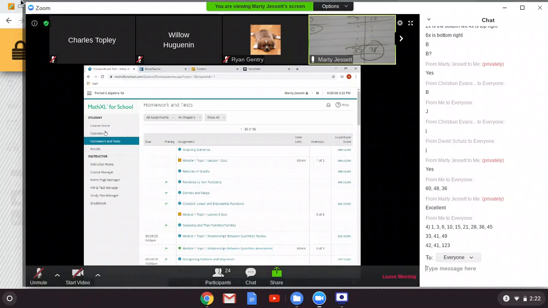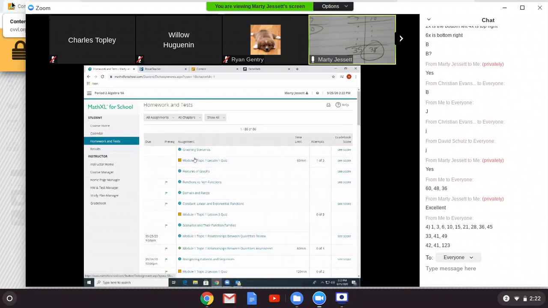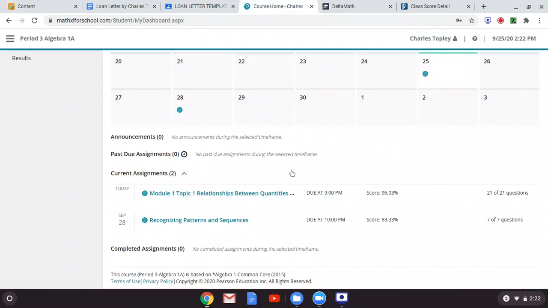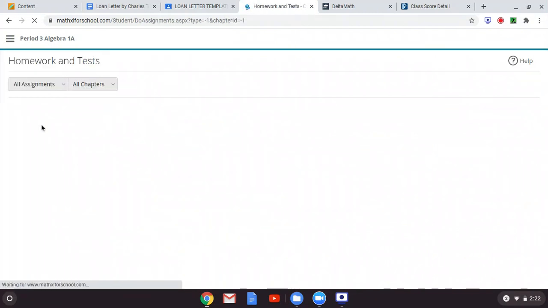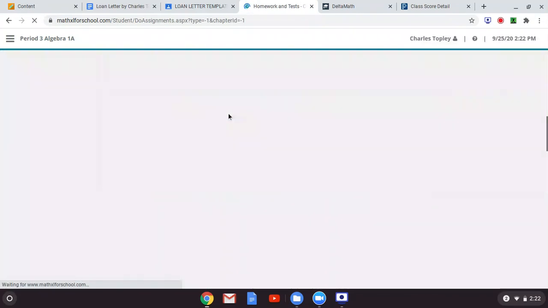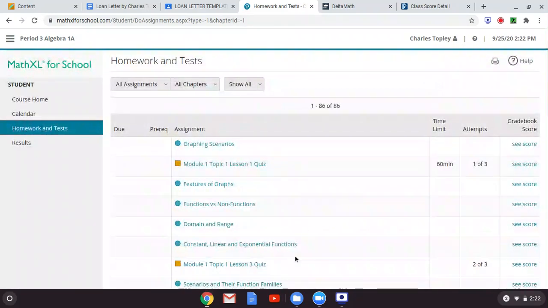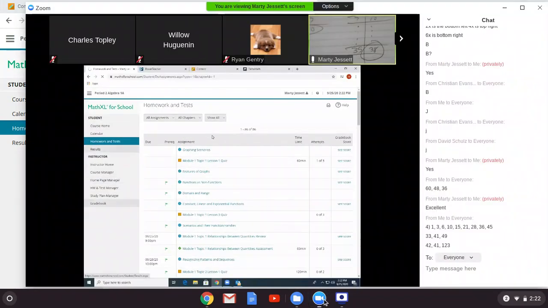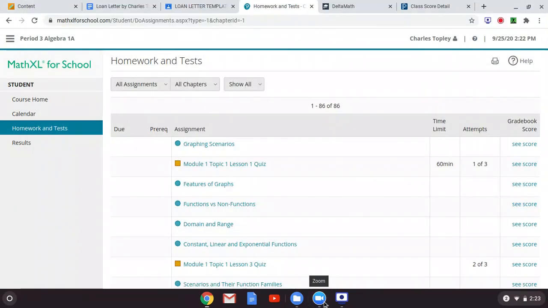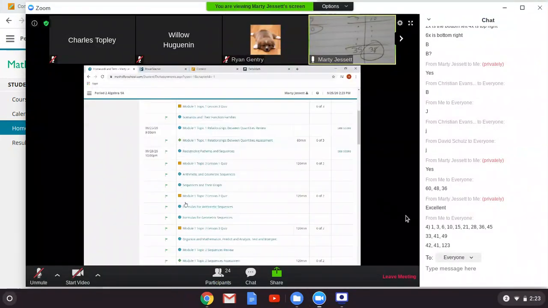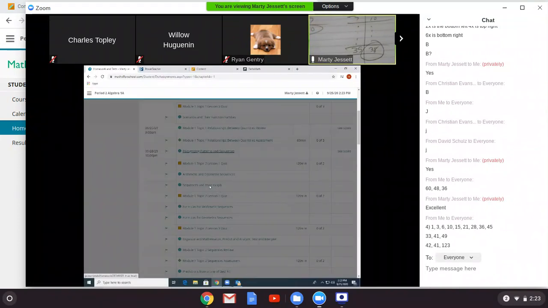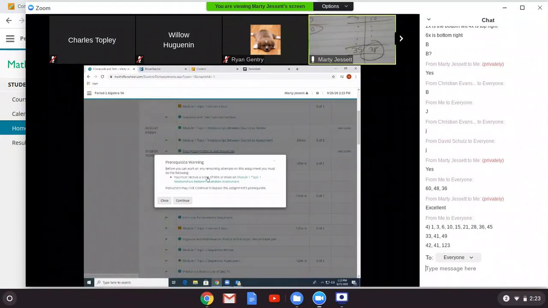So here we are on patterns or sequences, or here's the list of homework I have. Okay, and we're looking for the one that's called recognizing patterns and sequences. Here it is right below the quiz or the test yesterday. I'm going to click on that and the assignment's going to pop up. I got to go back. Okay. Recognizing patterns and sequences. Yes, that's what I want to go to. Okay, so let's check this out.